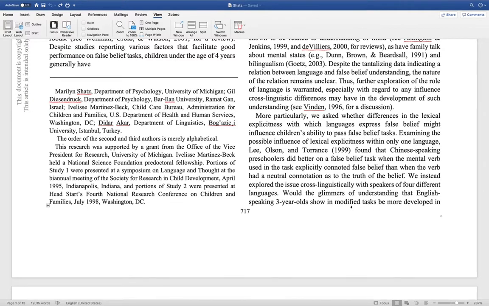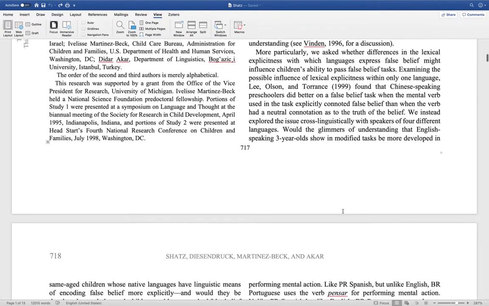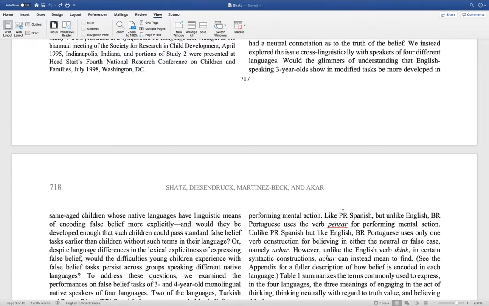So, they're saying, hey, this is what we're going to do differently. We instead explored the issue cross-linguistically with speakers of 4 different languages. Would the glimmers of understanding that English-speaking 3-year-olds show in modified tasks be more developed in same-age children whose native language have linguistic means of encoding false belief more explicitly? And would they be developed enough that such children could pass standard false belief tasks earlier than children without such terms in their language?